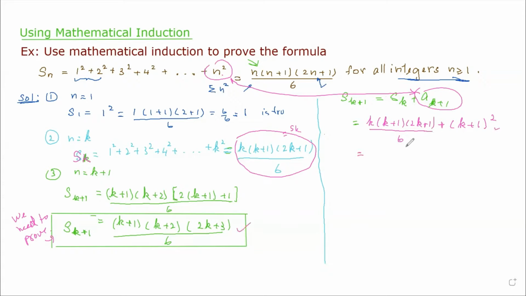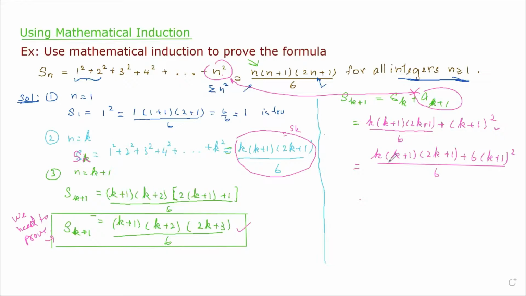So simplify. You see the LCM is 6, right? So we times this one. So we're going to have k and k plus 1, and this one 2k plus 1. 6 times, right? LCM, so it becomes 6 times k plus 1, and the whole thing power 2, and divided by 6. Okay. Now, after this one, we simplify.